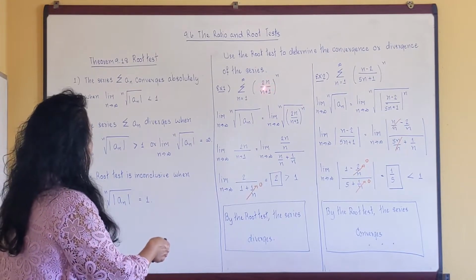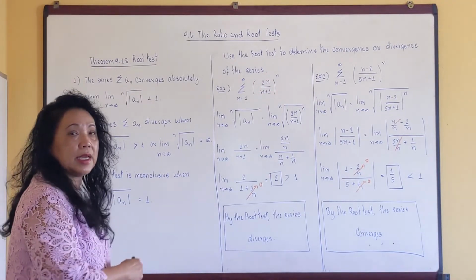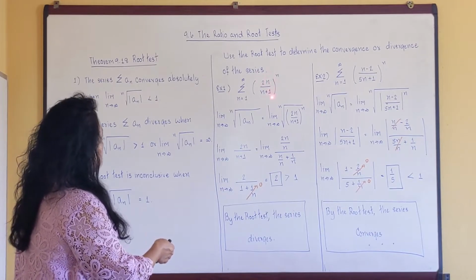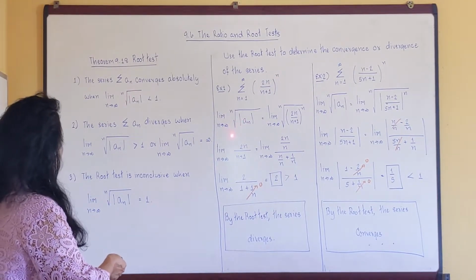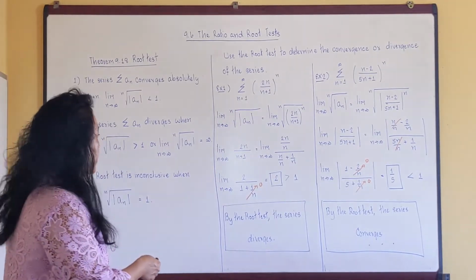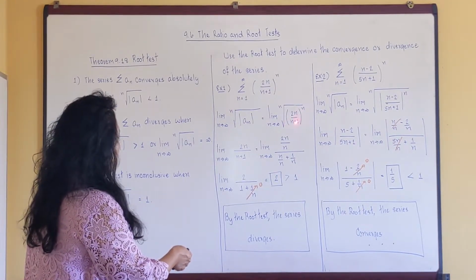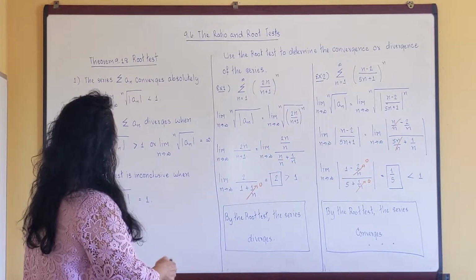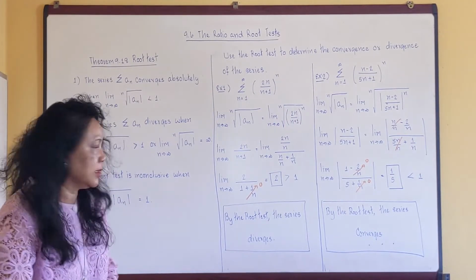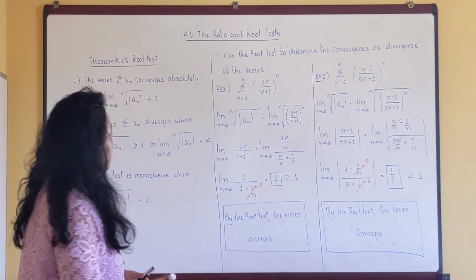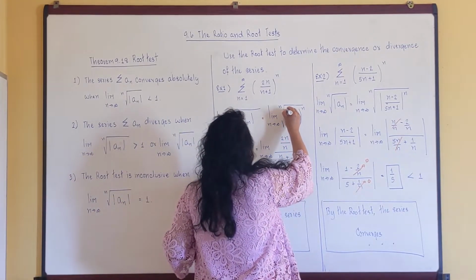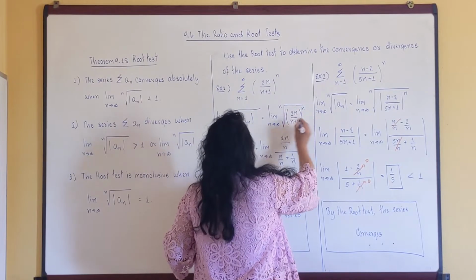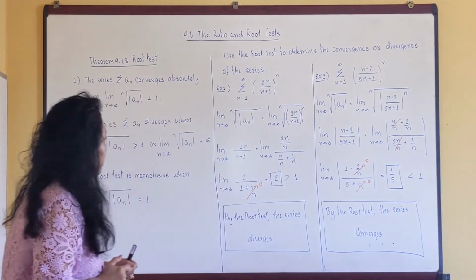So this is my a sub n right here. My a sub n is 2n over n plus 1. So what I'm going to do is put in the absolute value, and take the nth root. That's what I did here. I have to put in the absolute value. I did not, but it's going to be positive. So let's put in the absolute value here, and take the nth root.